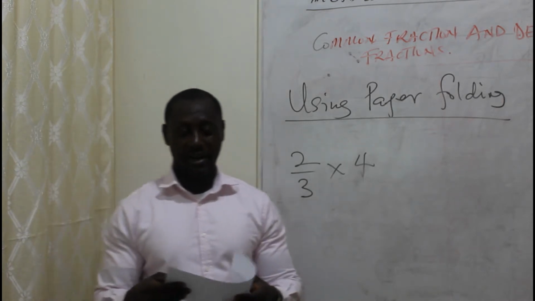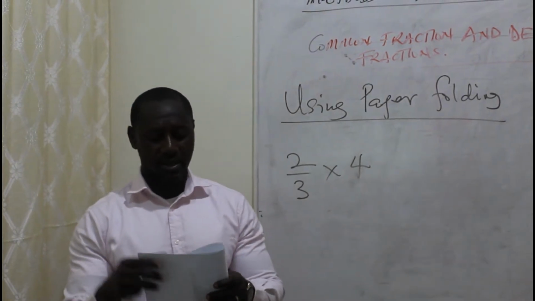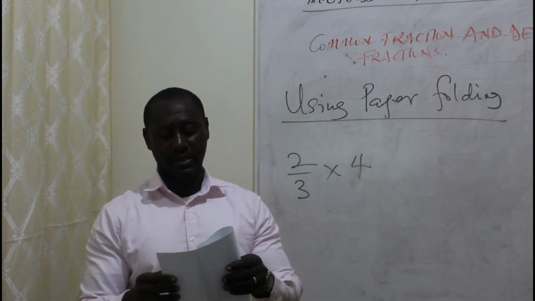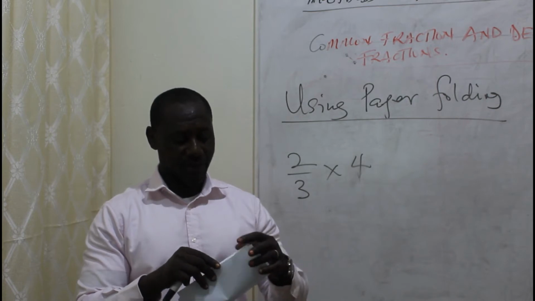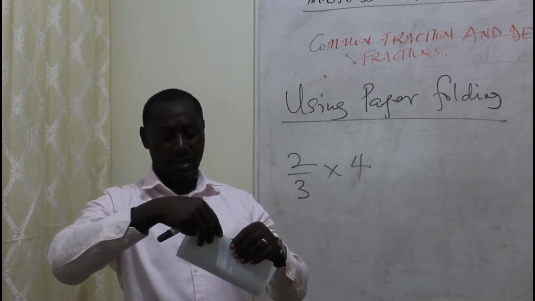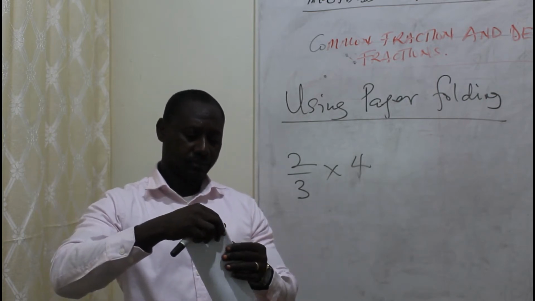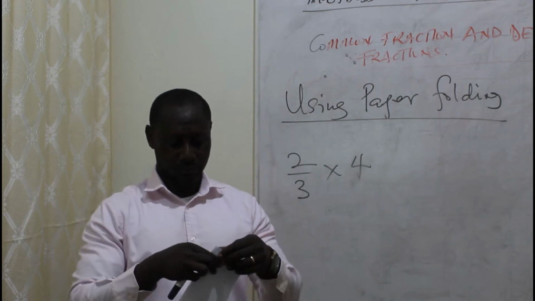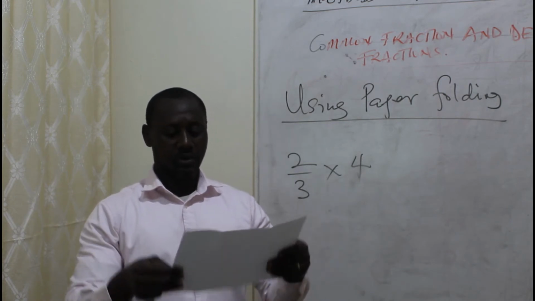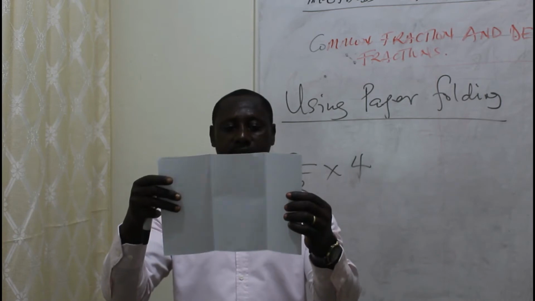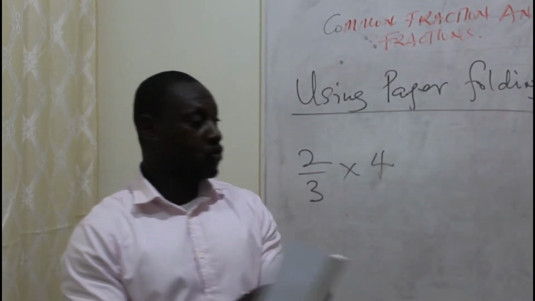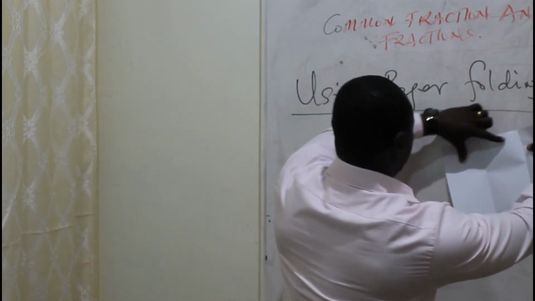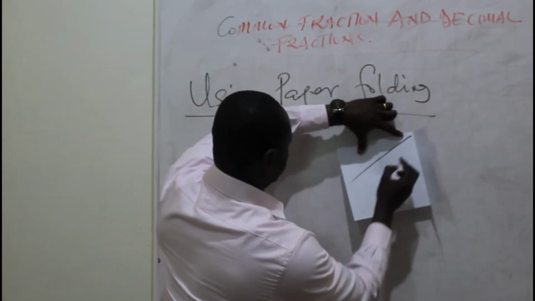Remember, in fractions, the focus is on equal parts. So we are going to divide this paper into 3 equal parts. I'm trying my best to divide the paper into 3 equal parts. So that is it, 3 equal parts, as you can see. And then I'll shade 2 parts. So I'll shade 2 parts here.